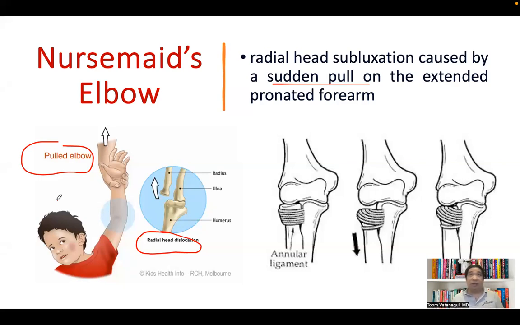So what is the clinical significance of a nursemaid's elbow in children? What does it usually indicate? It usually indicates a possible or suspicious form of physical abuse. So please take note of this. Radial head subluxation is caused by a sudden pull on the extended pronated forearm.